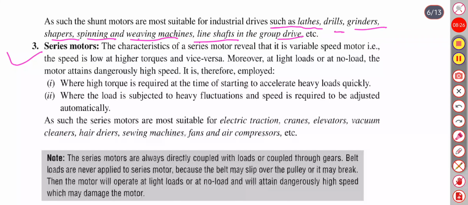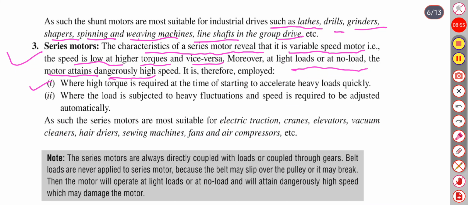Now the series motor. From the characteristic of the series motor, it reveals that it is a variable speed motor. The speed is low at higher torques and vice versa. Moreover, at light load or at no load, the motor attains dangerously high speed.